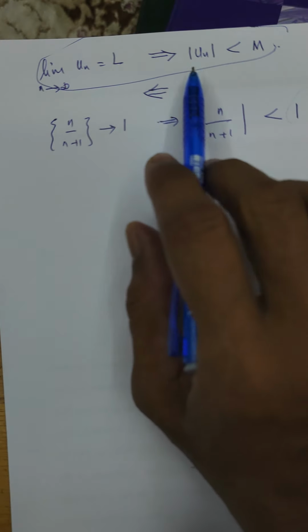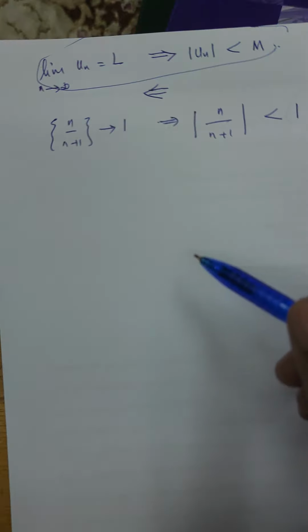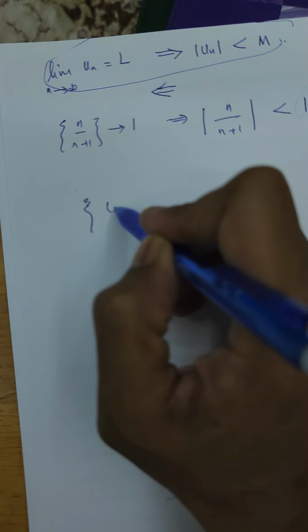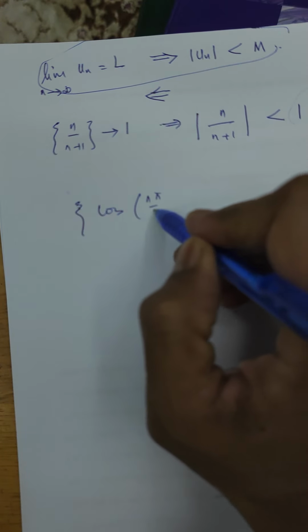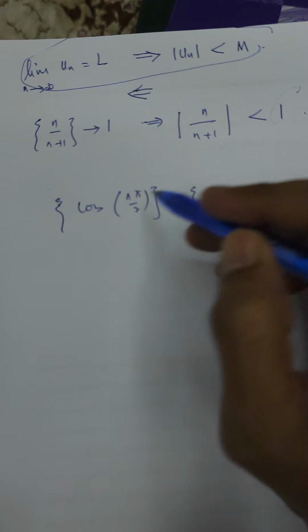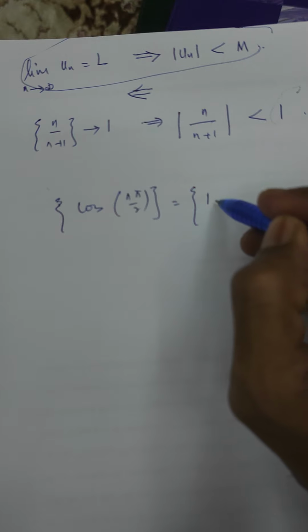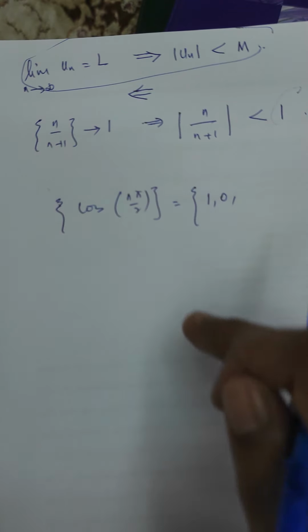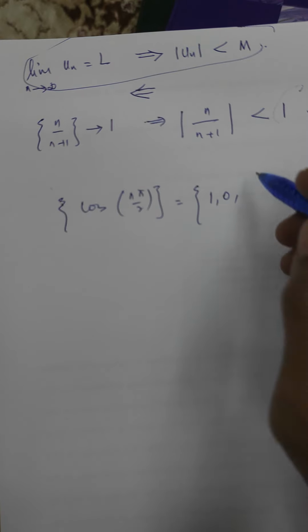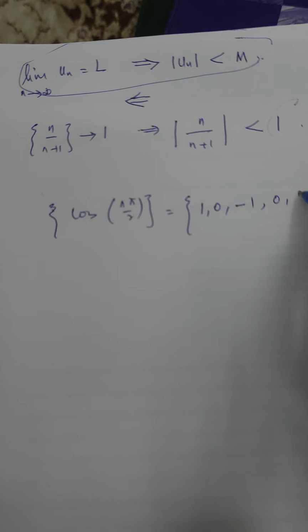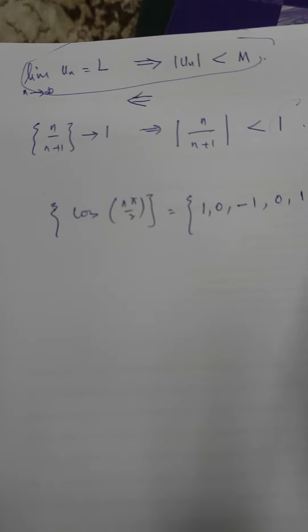And what about the other way around? Which means, if Un is bounded, does the sequence converge? Now look at this sequence. I'll give you an example. If you have a sequence of cos n pi over 2, so if you list it down, when n is 0, cos 0 is 1. Then cos pi over 2, which is 0. Then cos pi, we have minus 1, and then 0, and then 1, and then again 0, and then minus 1, and so on. That's the kind of sequence that we have.